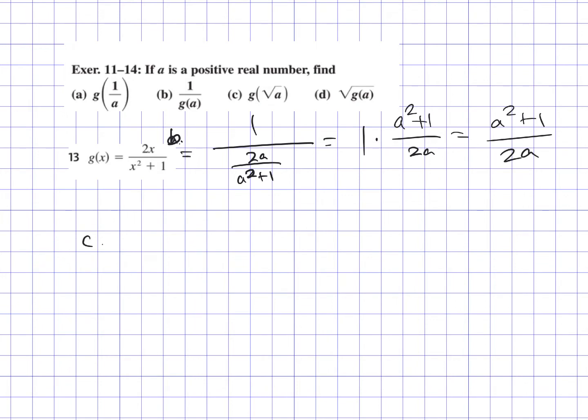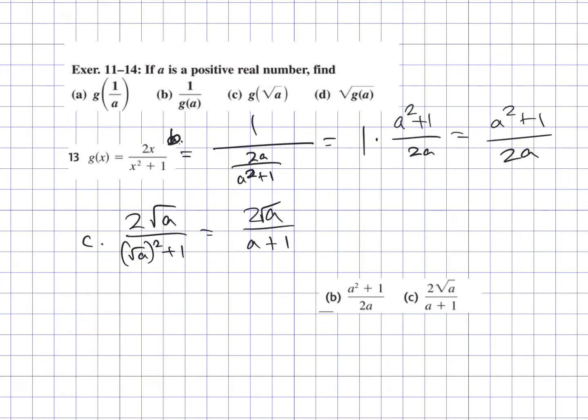And we can do C, got enough room here. So g of the square root of a, so 2 times the square root of a, all over the square root of a squared plus 1. So that gives us 2 square root of a, all over a plus 1. So there's B and C.